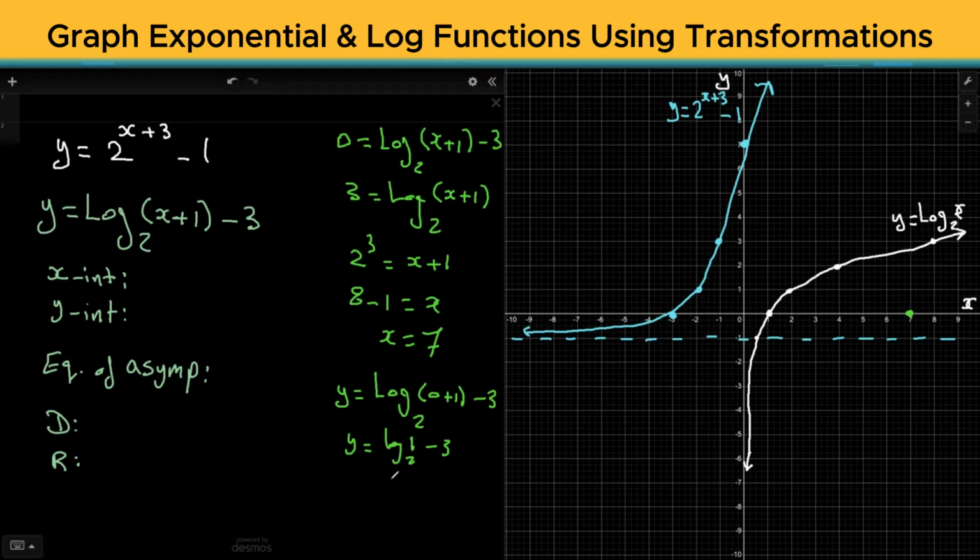If you plug in 1, it's always 0. So 0 minus 3, and therefore the y-intercept will be minus 3. So the y-intercept is going to be right here at minus 3.